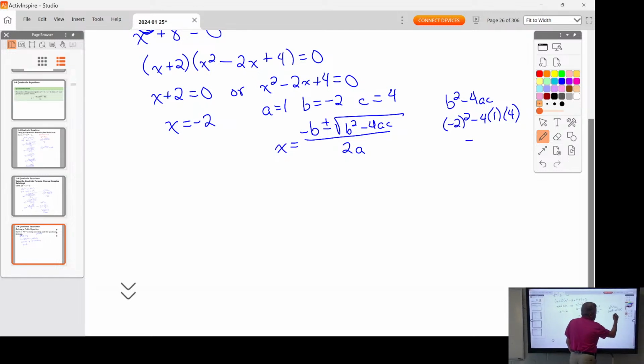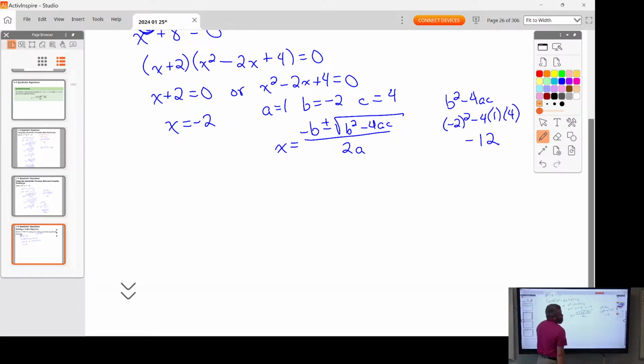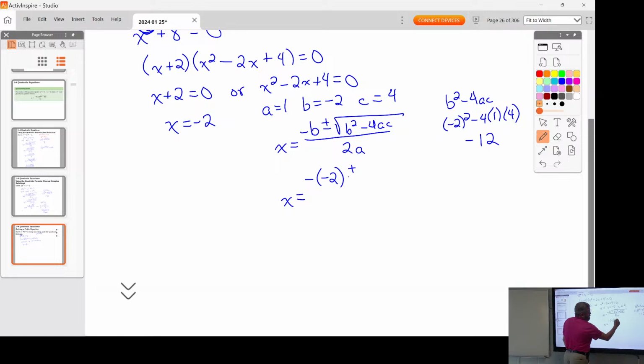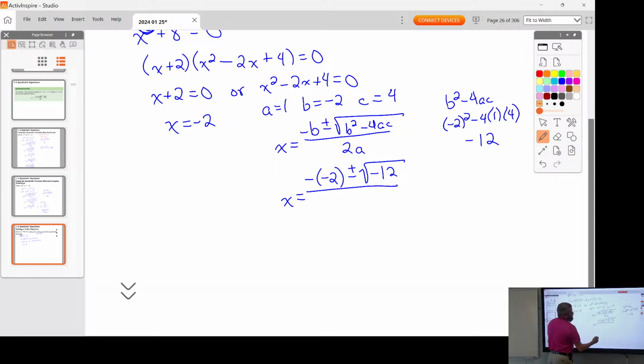And you get negative 12. Okay. Go back to the quadratic formula. x equals negative b, which is negative 2, plus or minus the square root of negative 12, divided by 2 times 1.